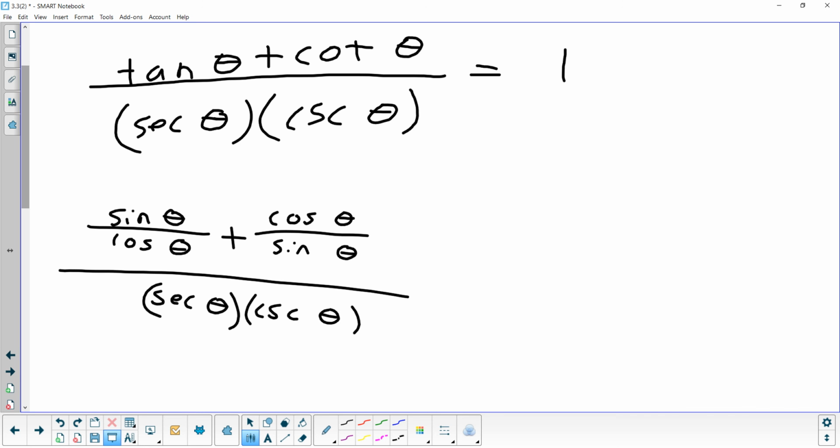Can I cancel the cosine in the bottom here with the cosine in the top there? I don't think so. Now, you're trying to cancel across a plus sign. You cannot cancel across a plus or a minus sign.